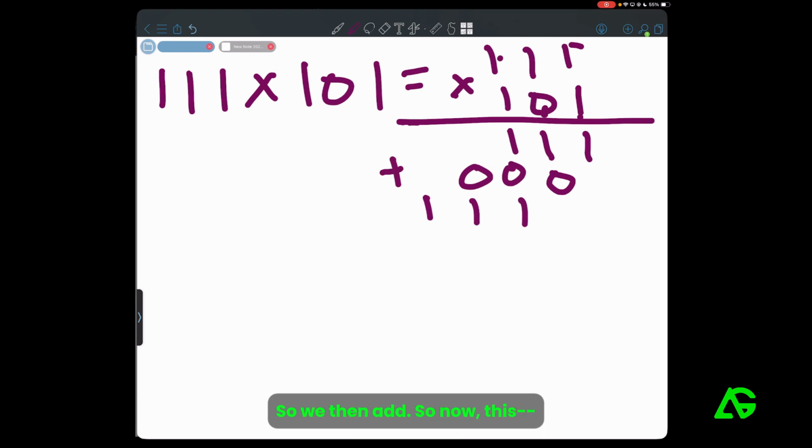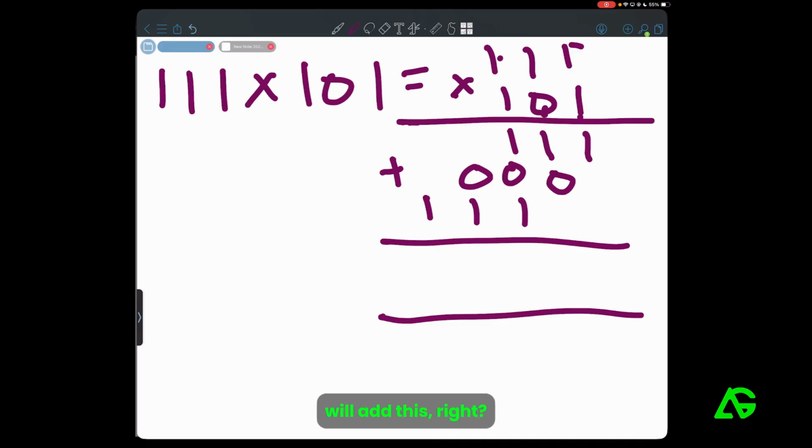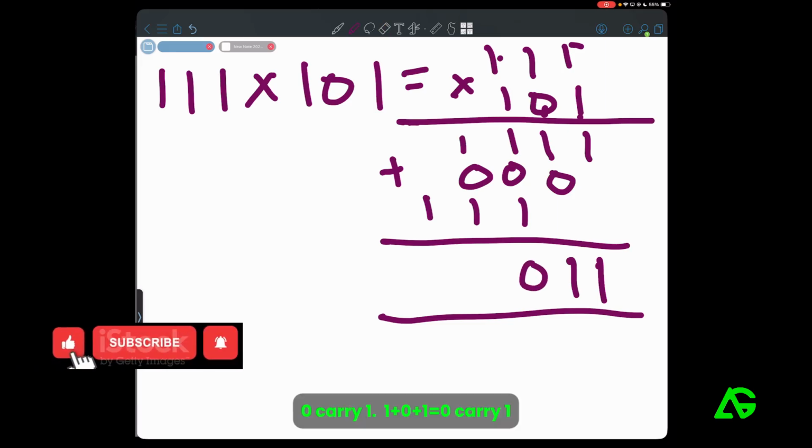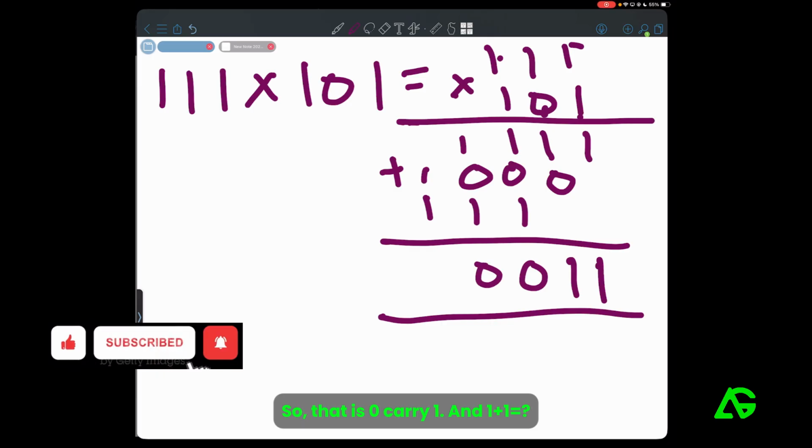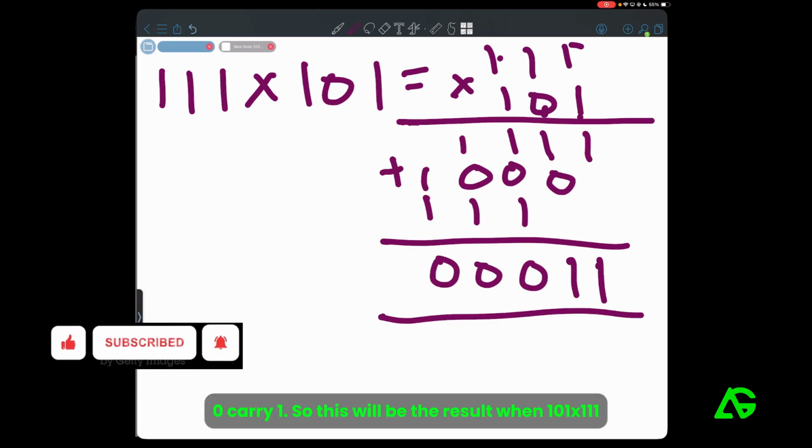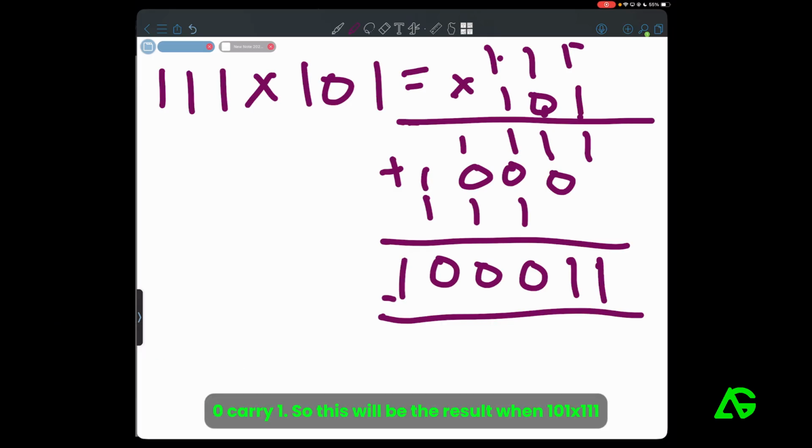So we then add. So now, we have this, right? 1. 1 plus this. 1 plus 0. 1 plus 0 plus 1, 0. So it will be 0, carry 1. 1 plus this, so that is 0, carry 1. And this plus this is 0, carry 1. So this will be the result when 101 is multiplied by 111. So we'll stop here.